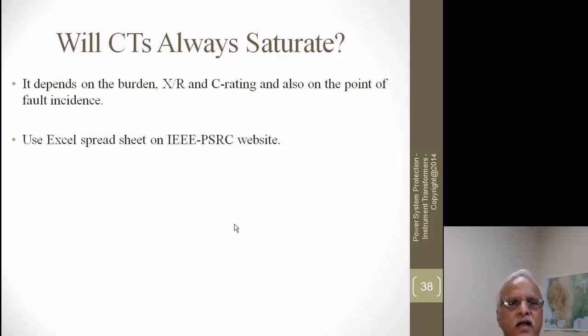And then, will the CT always saturate? If you look at a higher X/R ratio, it is most likely going to saturate. But will it remain saturated for a long time? No. It will come out of saturation. And also it does not saturate at time t equals 0. These are two key important points which you have to use when we go through other protection schemes. We will see how the relays make use of this to determine whether the CT is saturating or not.